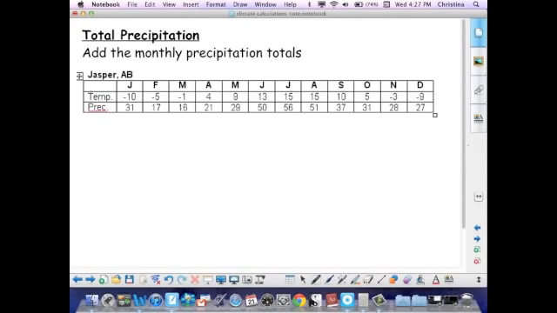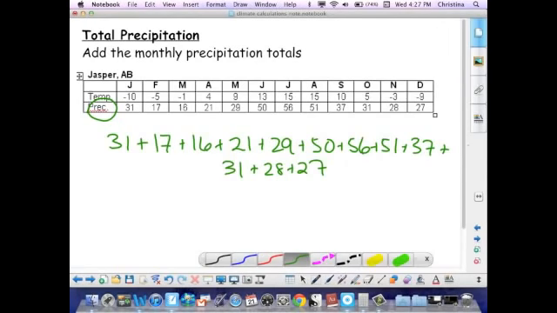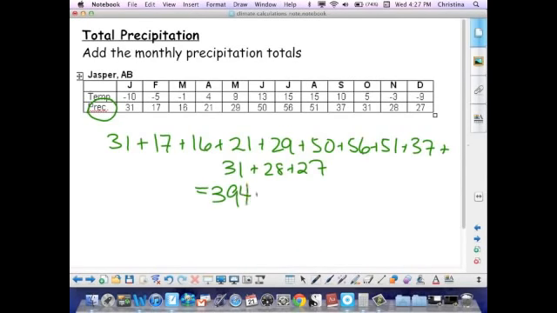To calculate the total precipitation, this is pretty straightforward. All you're going to do is add up your precipitation totals. So you're going to just literally take 31, just like with the average temperature, but you're not dividing anything. You're just going to add them all together. Gives you a total of 394. And of course, this is millimeters. And that's calculating the precipitation.